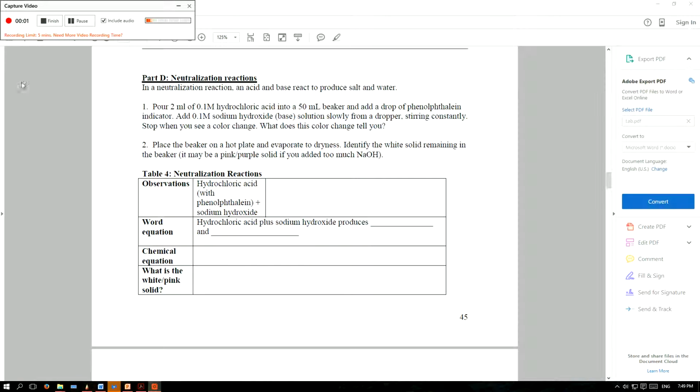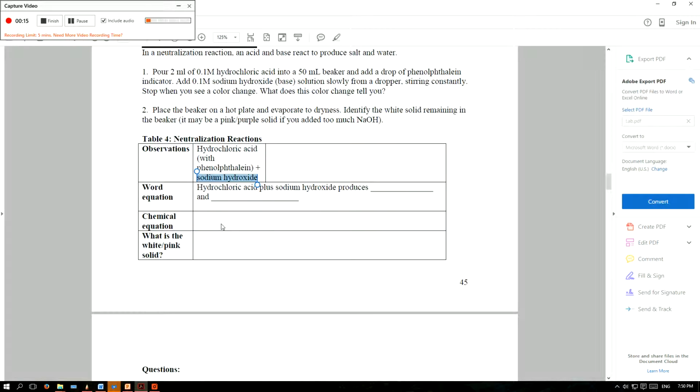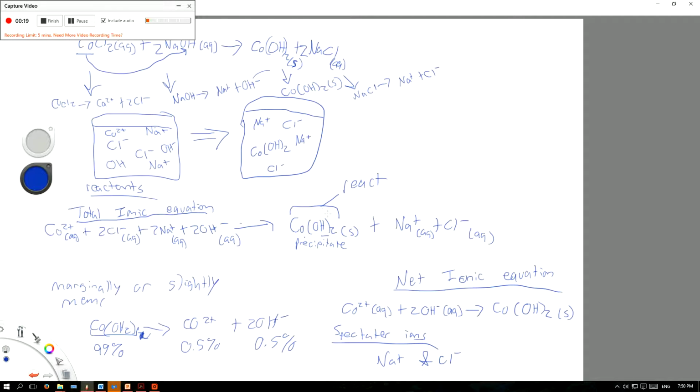Then we get to neutralization reactions, which is HCl and NaOH. So it's the same thing. You have hydrochloric acid with phenolphthalein and sodium hydroxide. You have a chemical equation, which for us is... and how would you get this? Basically, it's the same thing.